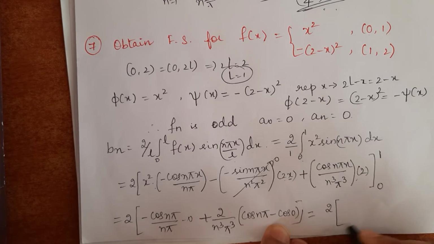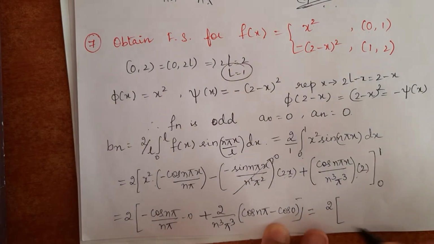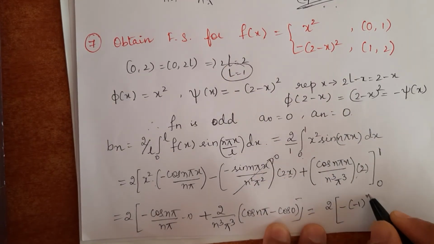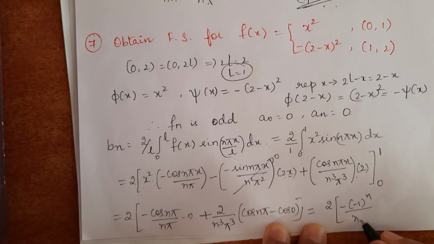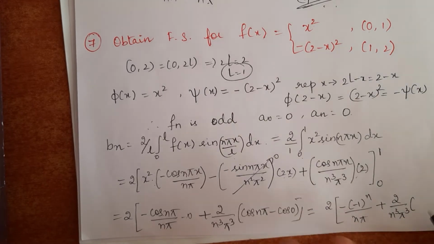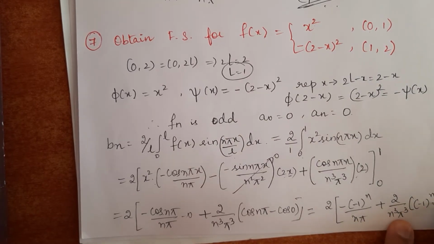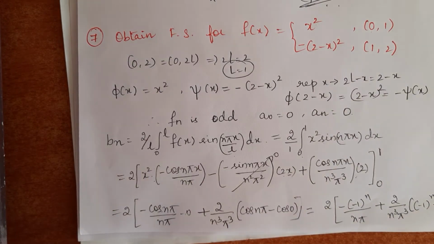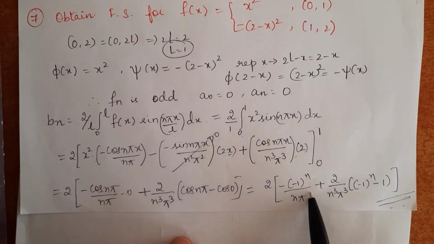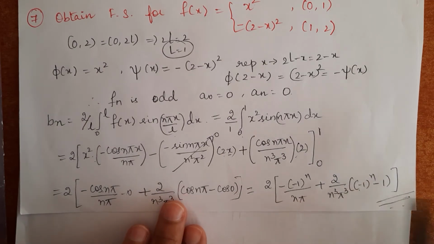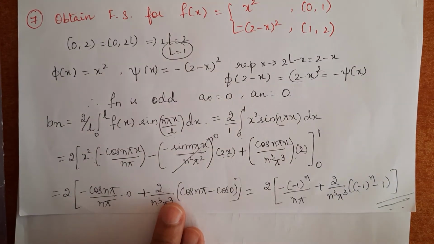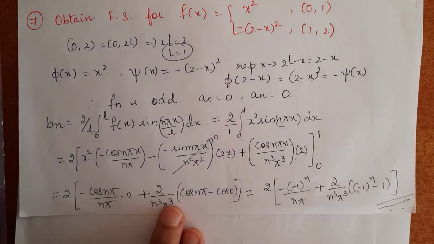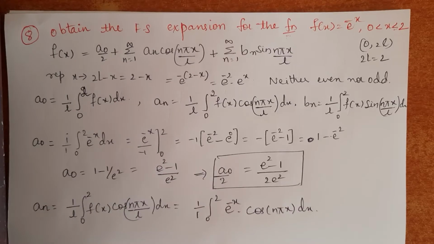Now let me simplify the term. 2 into, we know that cos n pi is minus 1 to the power n divided by n pi, plus 2 by n cube pi cube into cos n pi is again minus 1 to the power n, minus cos 0 is 1. This is the value of Bn. Substitute the value of Bn in the Fourier series expansion with a0 and an values as 0.